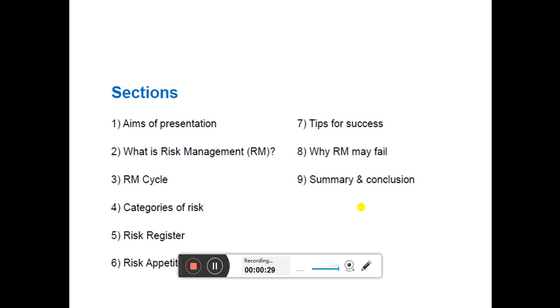First, the aims of this presentation. Then we go for the risk management cycle, categories of risk, then the risk register, then risk completion, and then the tips for success, why risk management is important, and then the summary and conclusion. But today's topic I conclude up to the categories of risk management. The rest of the topics will be concluded the next day.